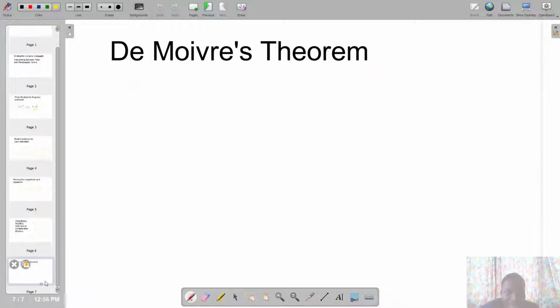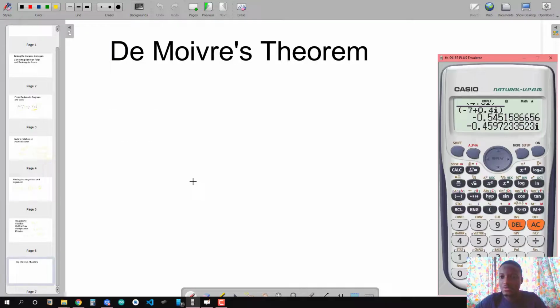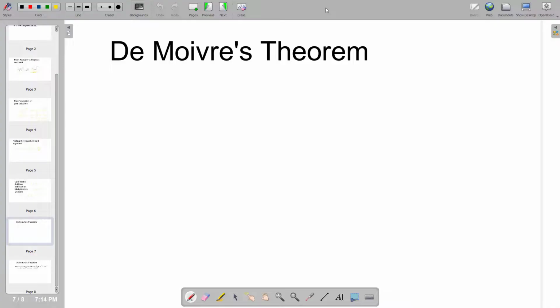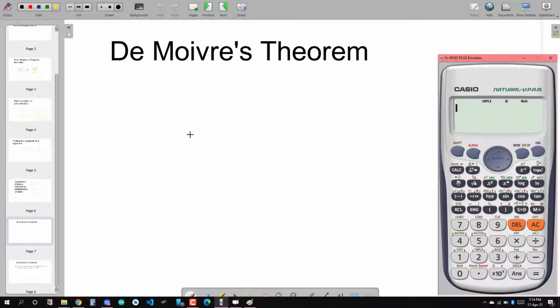Now, a very bothersome kind of question is using the Moivre's theorem on your fx-991ES calculator. It's actually very simple if you understand the Moivre's theorem. So let's do a quick recap of the Moivre's theorem. Right, so the Moivre's theorem is a very important application because it helps us to raise complex numbers to a certain power. But this is where we need to combine both the use of our calculator and our knowledge of the theorems.